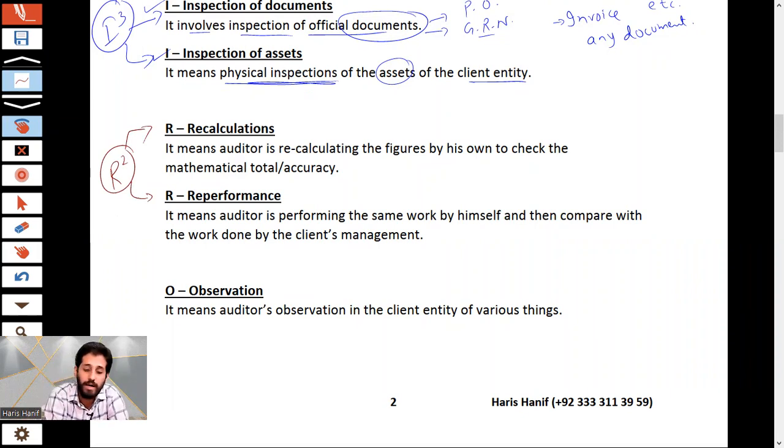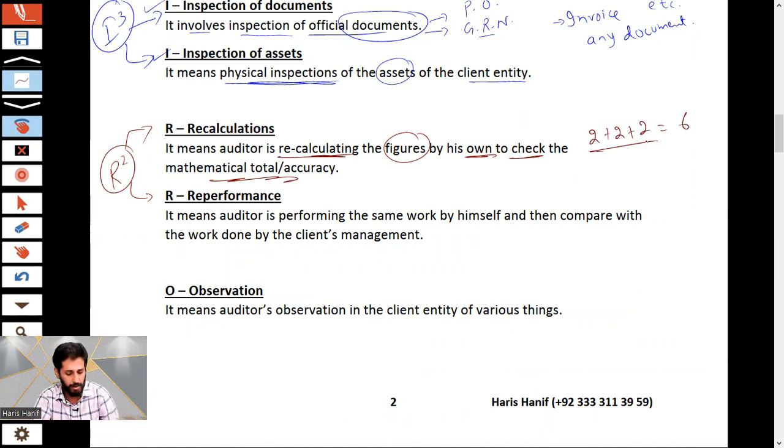Let's say, for example, recalculation. It means the auditor is recalculating the figures by himself to check the mathematical total or accuracy. Let's say, for example, 2 plus 2 plus 2 is equal to 6. So you are the auditor. You will be picking up the calculator. 2 plus 2 plus 2 is equal to 6. Yes, the mathematical total is accurate. This is recalculation. Reperformance means the auditor is performing the same work by himself and then comparing it with the work done by the client management.